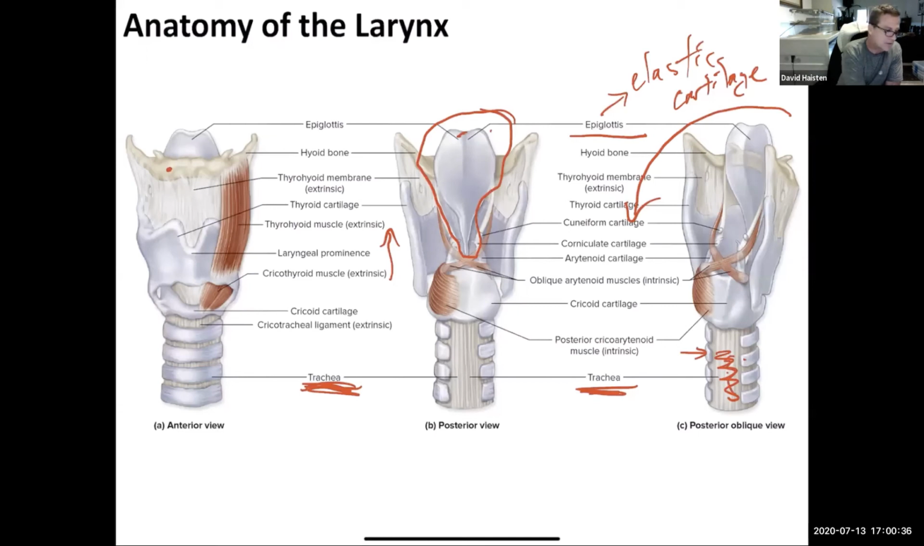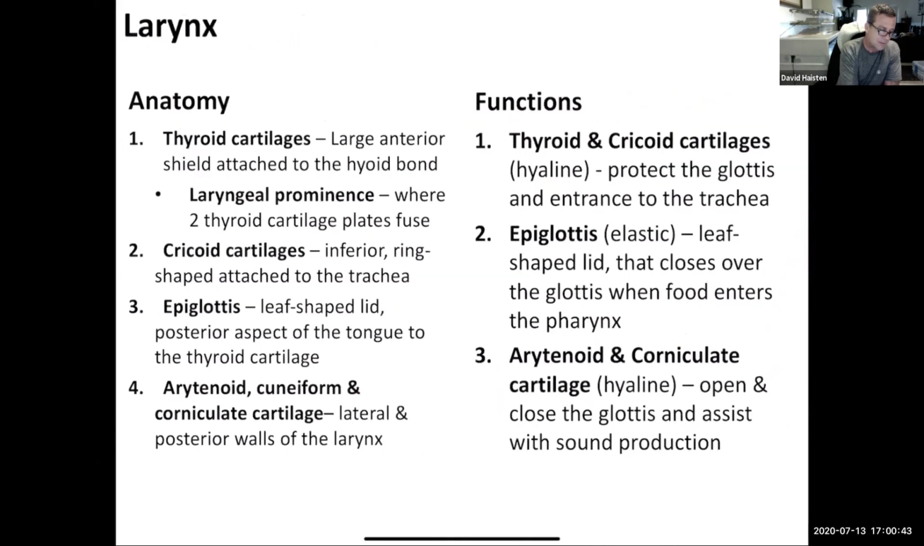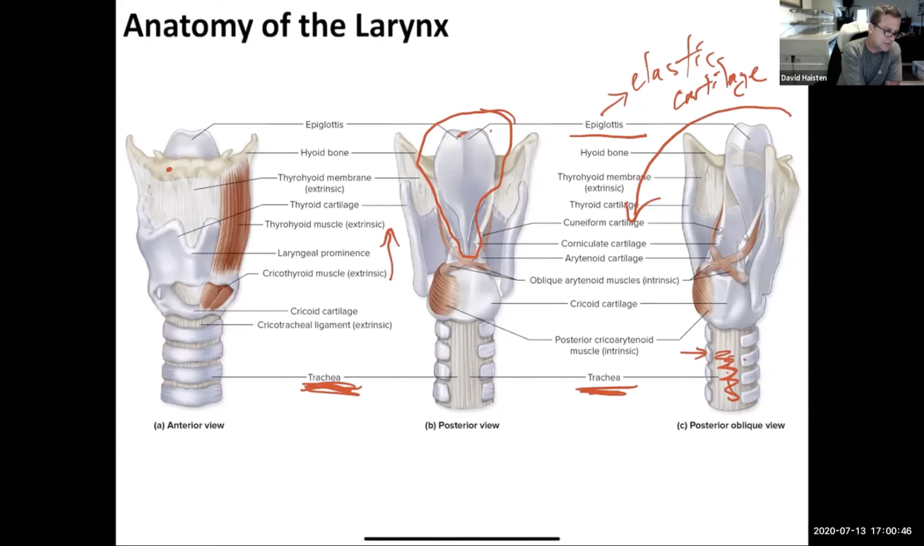Okay, so let's look at the different parts of the larynx. We have different cartilage here. We have the thyroid cartilage, which is the big, uppermost part of the larynx. This is thyroid cartilage right here. You can see in the back, the thyroid cartilage is open. So thyroid cartilage. Below it is the cricoid cartilage.